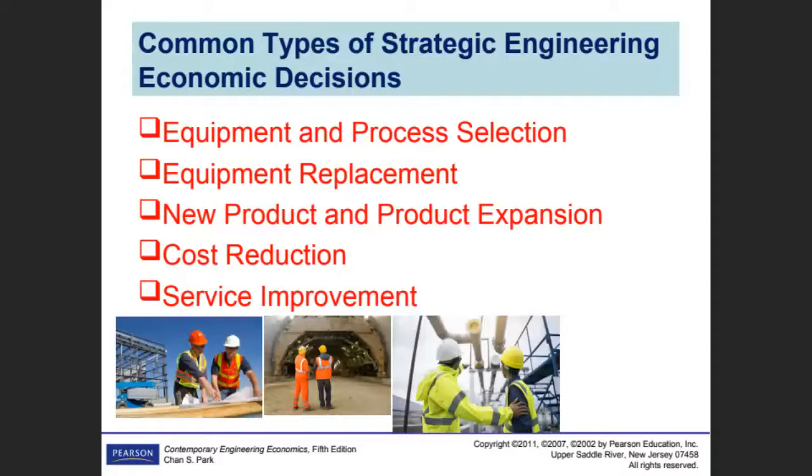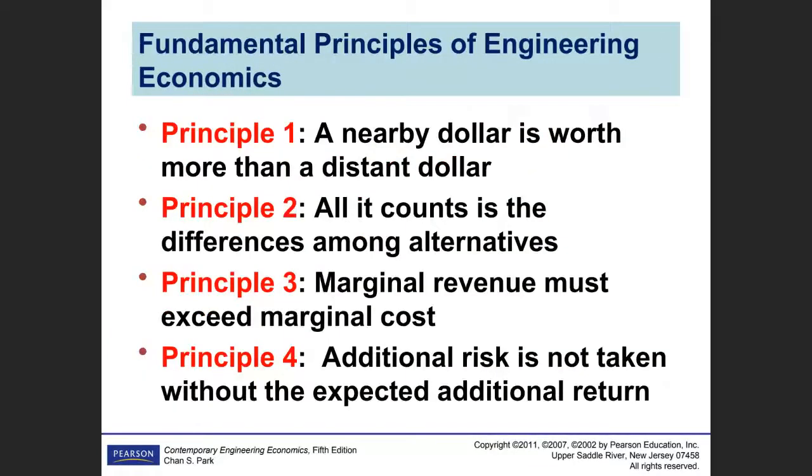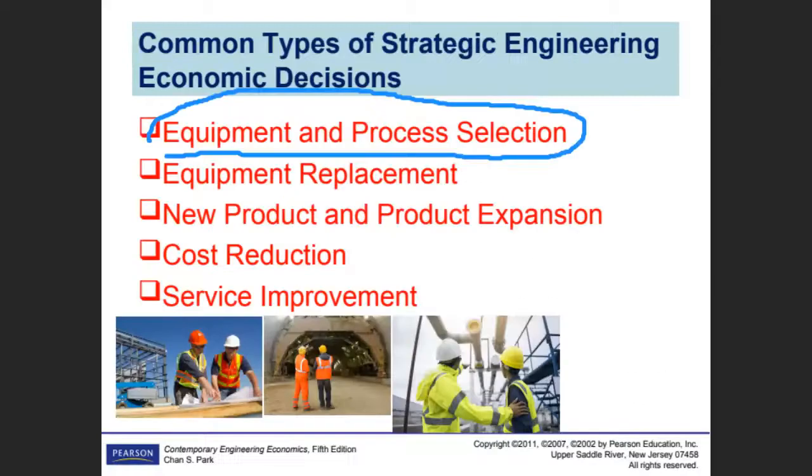Now, the decisions to be made by engineers. These are just some typical examples of decisions made by engineers. For example, equipment and process selection. You have to choose between a CNC lathe machine and... sorry, I'll go back. So equipment selection: which equipment to use, which machine to use, right? This is what we call an equipment selection decision.